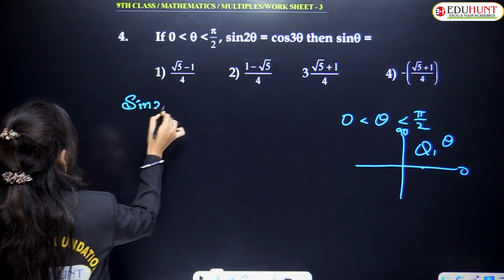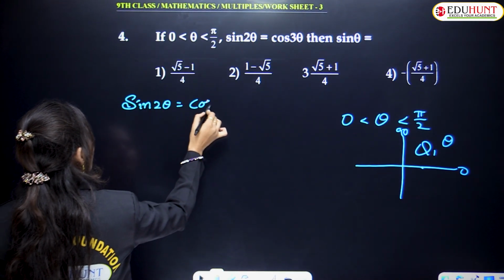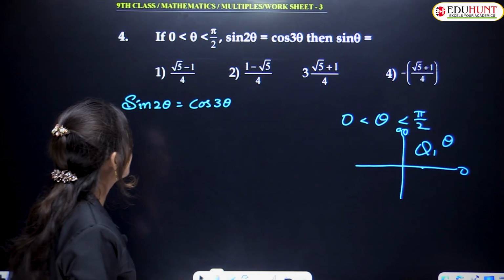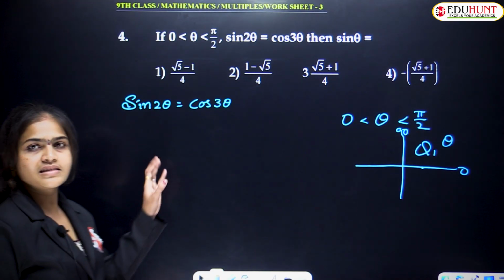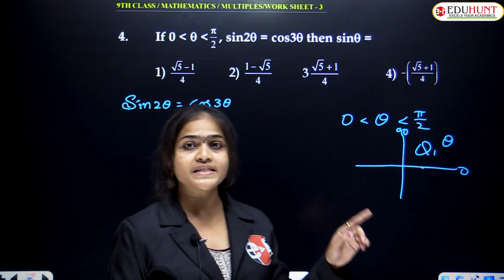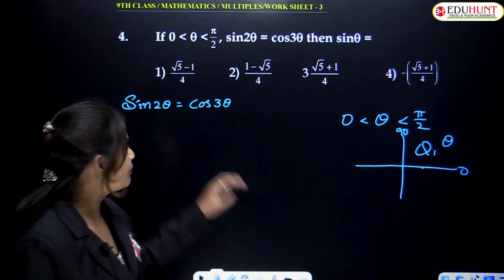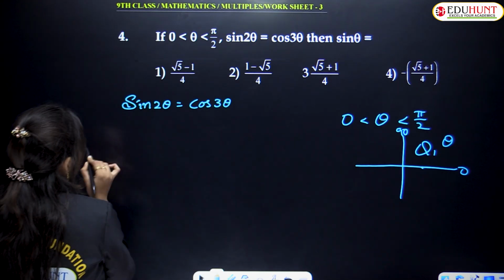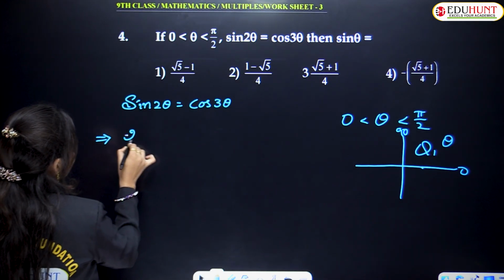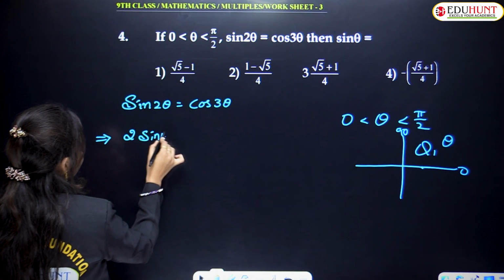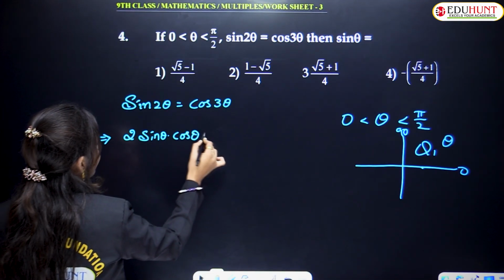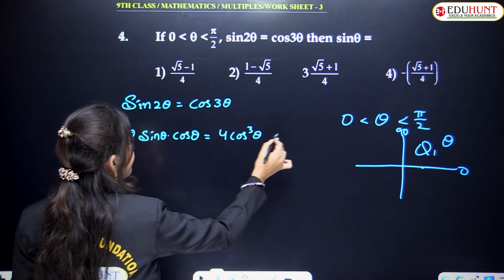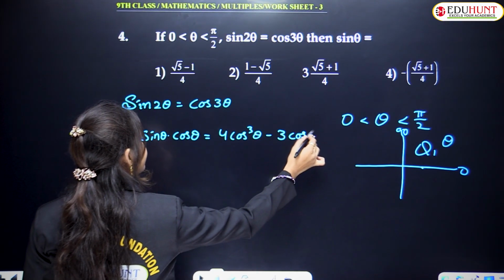Sin 2 theta is equal to cos 3 theta. This proof we already did at the time of sin 18 degrees. That one only they have given like this. So see here. What is the sin 2 theta formula? 2 sin theta cos theta, which is equals to 4 cos cube theta minus 3 cos theta.